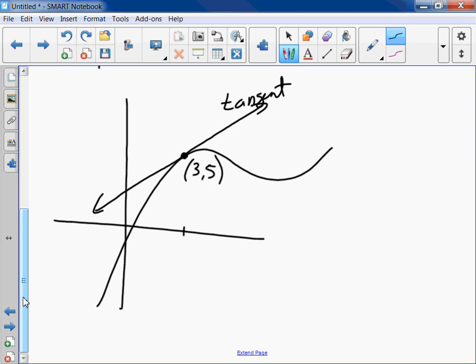Can I find the slope of that line? No. We don't have the skill. But it's a tangent line. It only touches the curve in exactly 1 place. No, we cannot find the slope of this line without calculus. Okay? We have to have calculus to find the slope of that line.